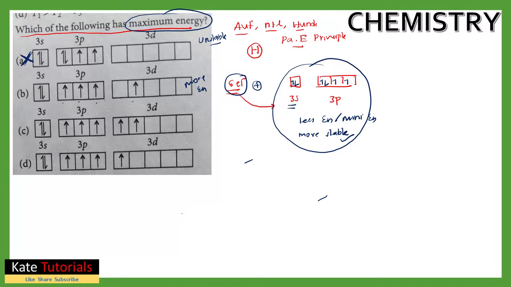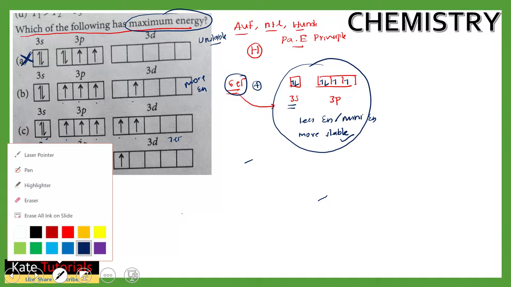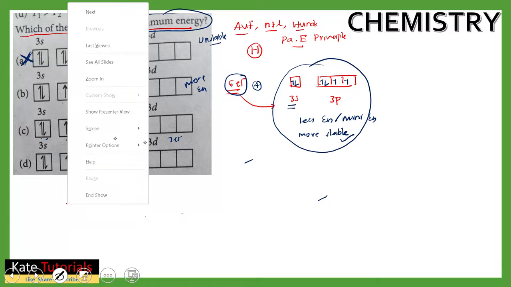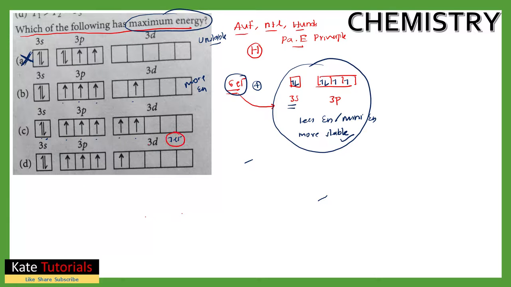What about C? Here how many electrons are there at C? 1, 2, 3, 4, 5, 6, 7. 7 electrons are there, and they are not occupied like this. Let me change the pen color to red so you can easily observe. It should be like this, but here 2 excitations have happened. One excitation, second excitation. 2 excitations means very high energy, maximum energy, unstable.